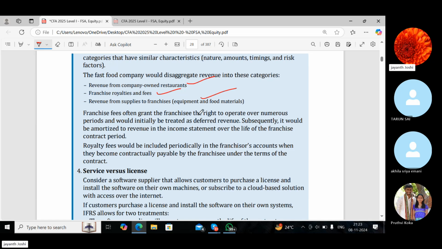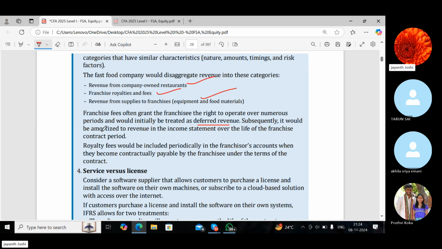Franchisee fees often grant the franchisee the right to operate over numerous periods and would initially be treated as deferred revenue. What is deferred revenue? You already take the fees from those clients, right? And then you have to give the services to them. So since you have taken the money in advance, you are having an obligation to provide them services. You call it a deferred revenue or unearned revenue or income received in advance.